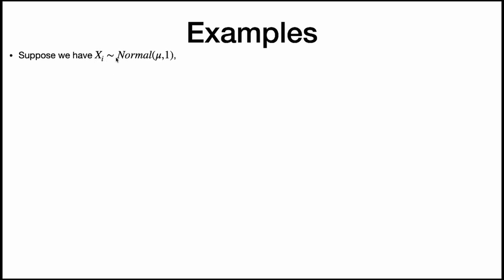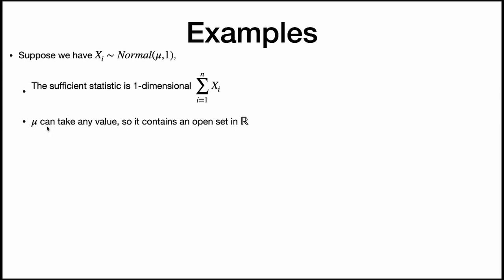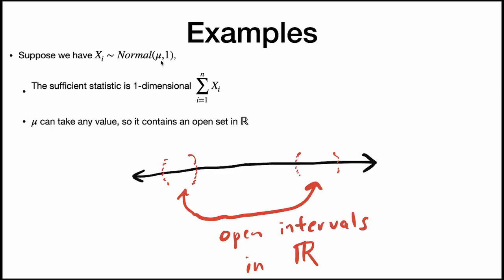Suppose we have our data, which is normally distributed with mean mu and a known standard deviation 1. The sufficient statistic for a normal distribution is just the sum or the mean. The sum or the mean are both sufficient, so we have a one-dimensional sufficient statistic. It's just one number, the sum. And mu can be any number, so this contains an open set, an interval in R. The whole real line is an open set. So because our parameter space contains an open set, this statistic is not only sufficient, but it's complete.